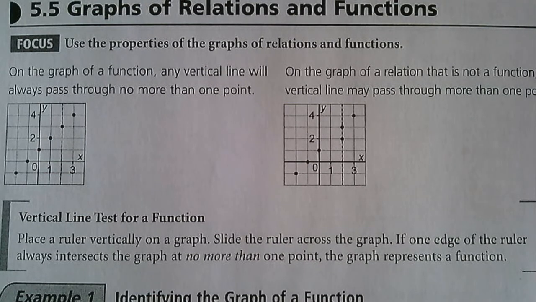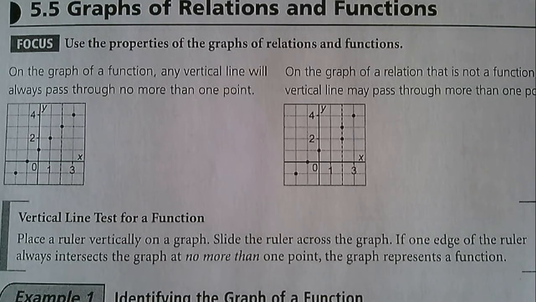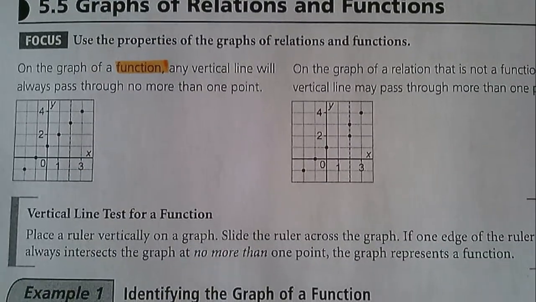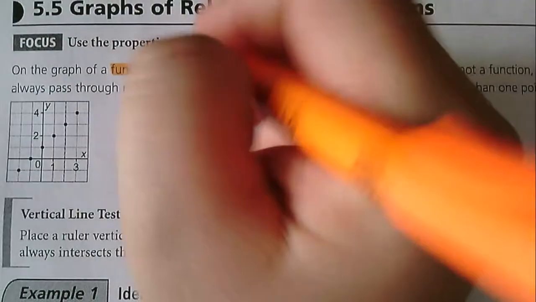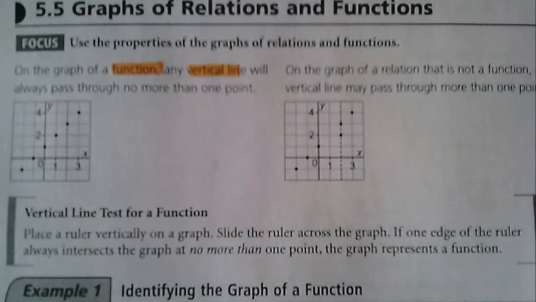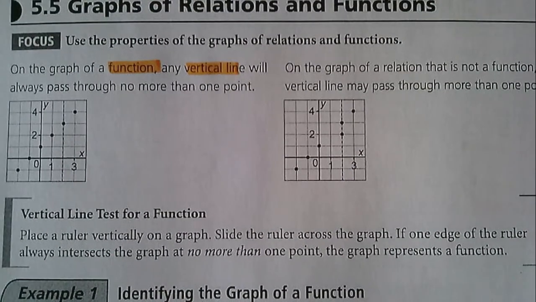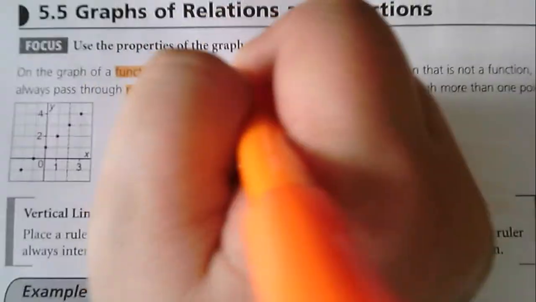So we're going to be looking at graphs of relations and functions. On the graph of a function, these are the key things. You should be making sure you write these down if you didn't print off these notes. On the graph of a function, any vertical line will always pass through no more than 1 point.